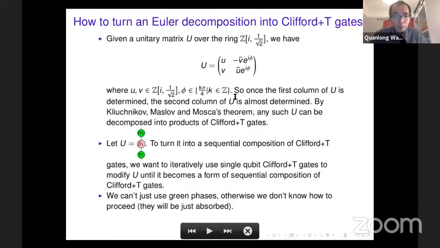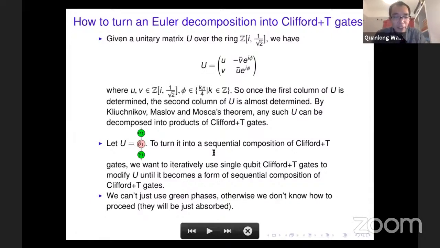So you can see here, once the first column of U is determined, then the second column is almost determined, just up to a phase. And by this algorithm, any such U can be decomposed into products of Clifford+T gates. So now, since we have obtained the exact Euler decomposition formula for the unitary, we want to start from this Euler decomposition. How can we turn it into a sequential composition of Clifford+T gates?